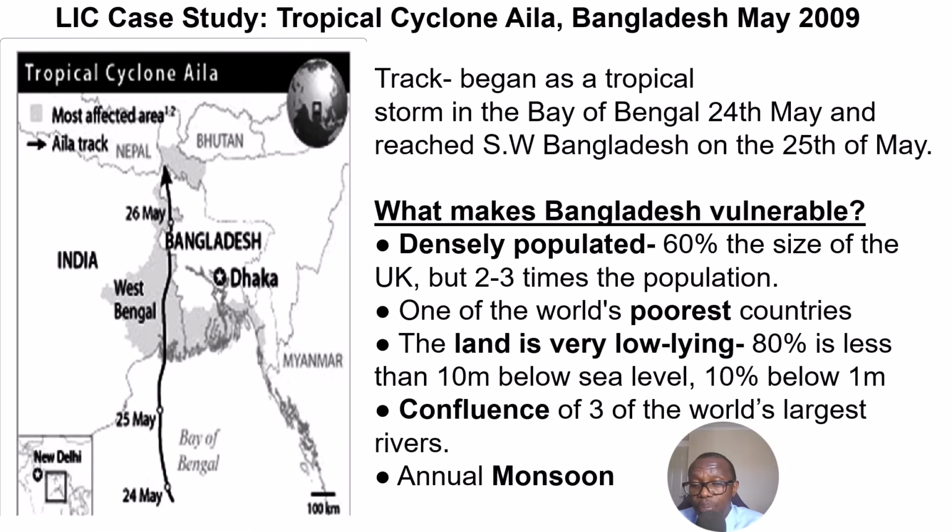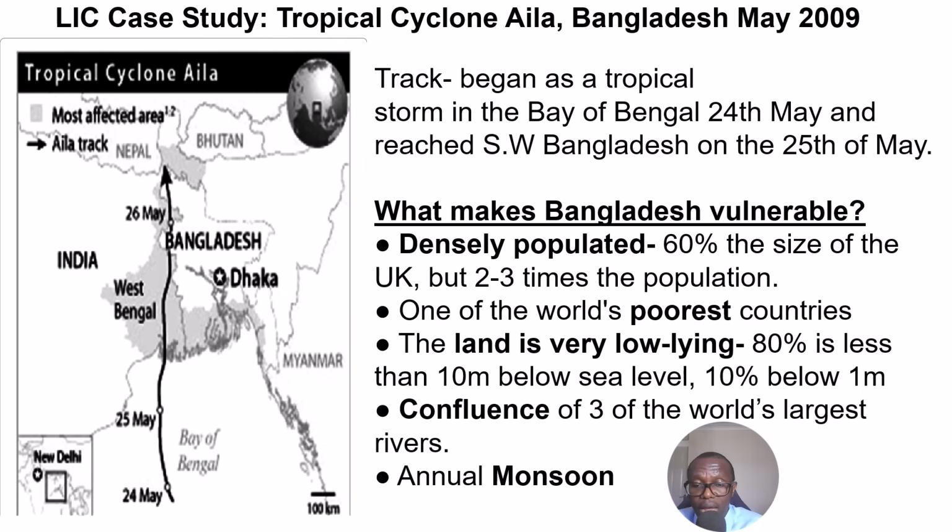And a lot of those people actually live in land that is very low lying, meaning that if there is a tropical storm, it's likely to affect a lot more people. So 80% of Bangladesh is less than 10 meters above sea level, and 10% of Bangladesh is below 1 meter above sea level. And that means that if you have a storm surge from a tropical storm, that is likely to cause a lot of damage.